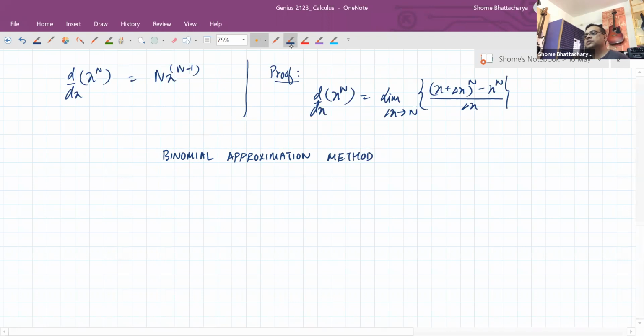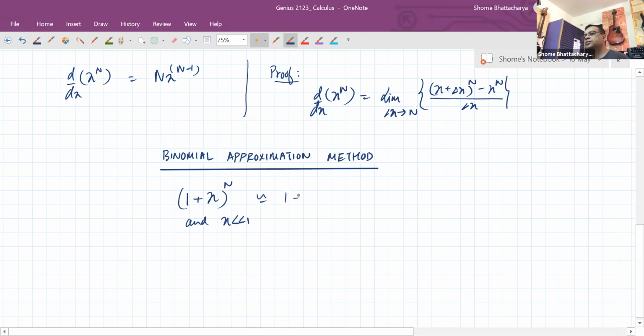The basic formula of the binomial approximation method is very simple: if I have the expression (1 plus x) to the power n, and x is very small compared to 1, then I can approximate this as 1 plus nx. Before we jump to conclusions about why it is like this, let's look at some examples. Suppose I have (1 plus 0.01) to the power 2. This should be approximated as 1 plus 2 into 0.01, which is 1.02.